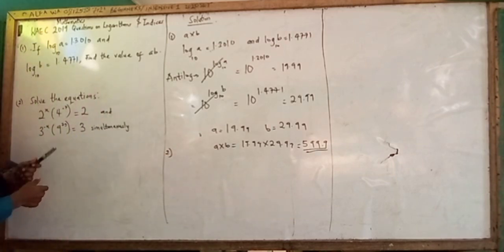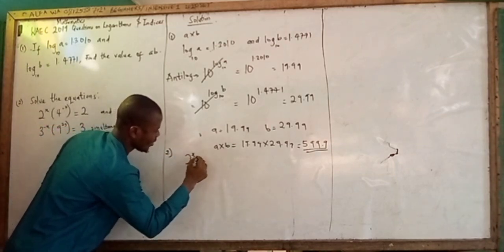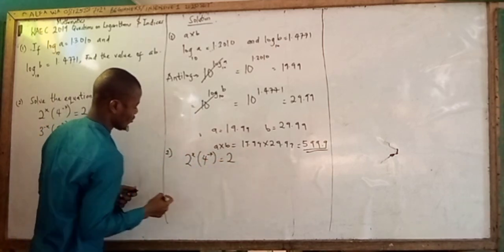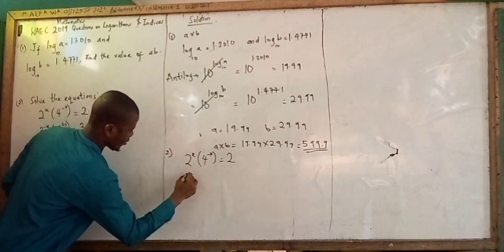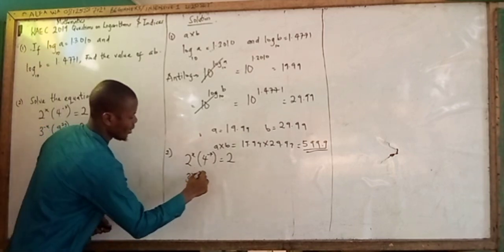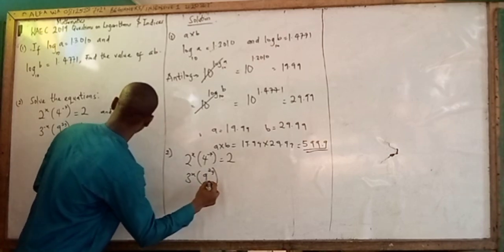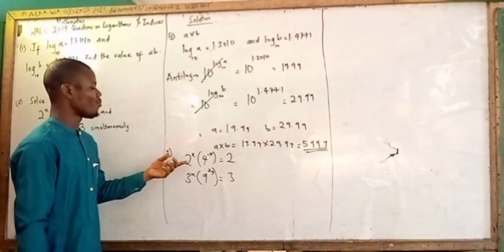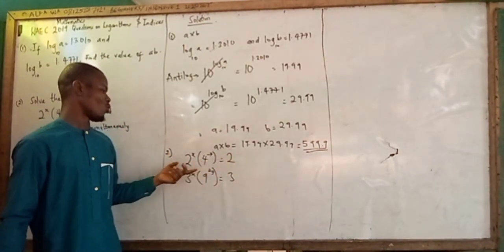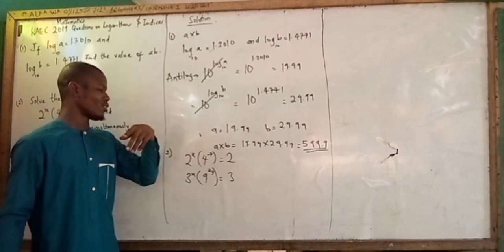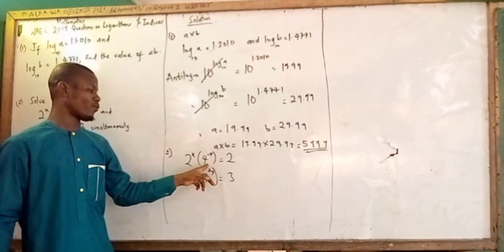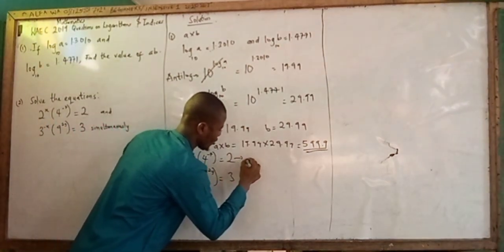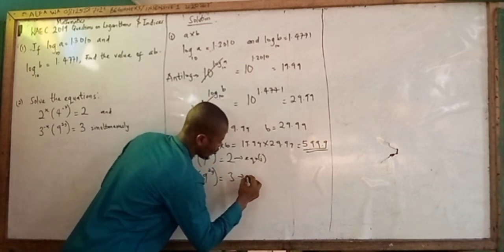The second question, we have 2 to the power x, into brackets, 4 to the power minus 7 equals 2. And 3 to the power x, into brackets, 9 to the power 2y equals p. So the approach here is to make sure that all the numbers are in the same base. You have 2 to the power x, 4 to the power minus 7, and you have 2. So this 4 here is a different base compared to the other numbers. So this is question 1, and this one is question 2.